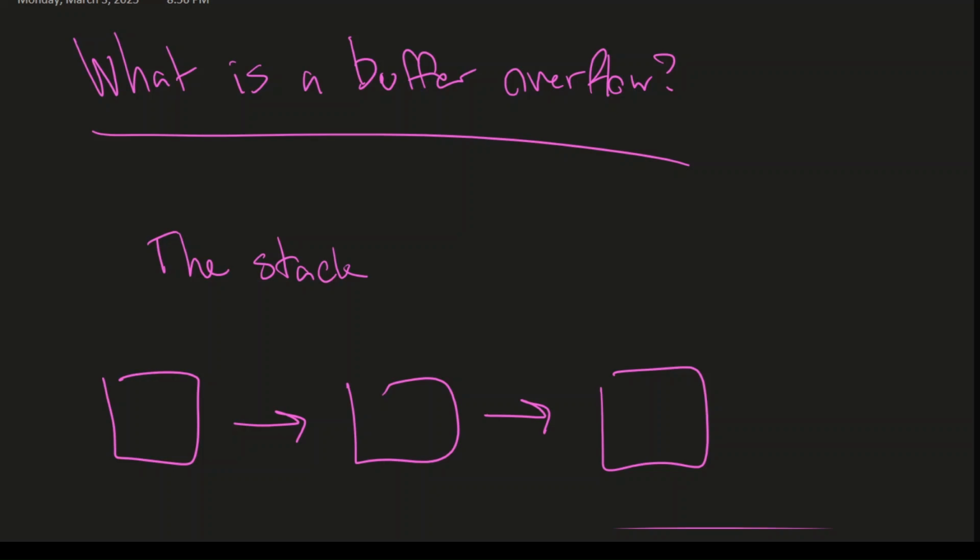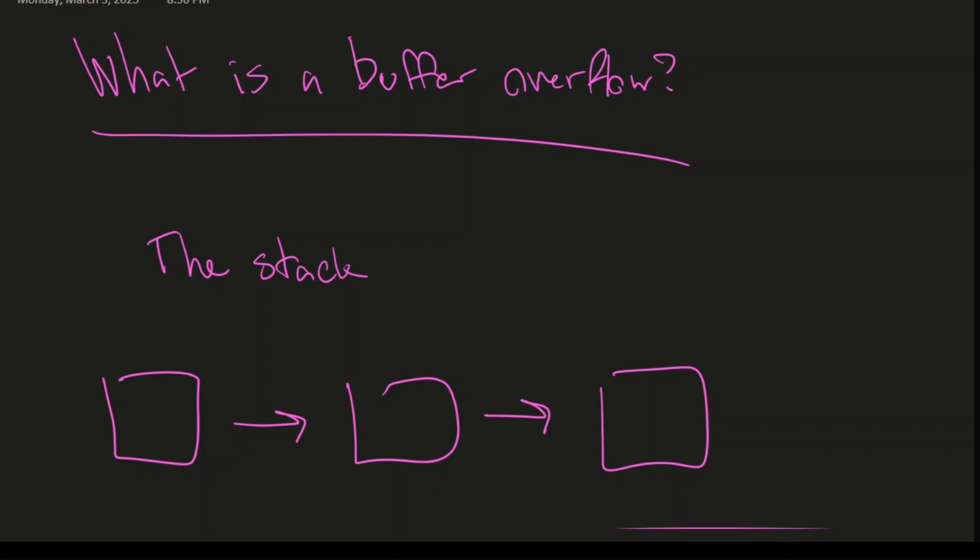Welcome everybody. Today we're going to be talking about what is a buffer overflow. In order to start, we're going to revisit what was covered in the last video, what is a stack. Now, a stack is a data structure that puts elements on top of one another and accesses them through methods such as push and pop.